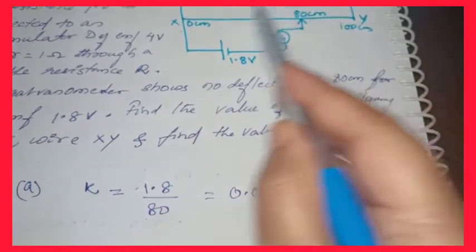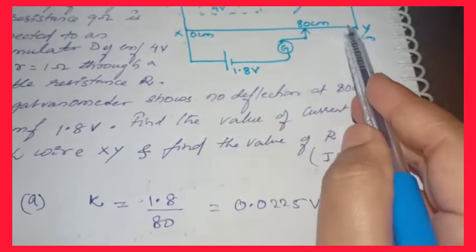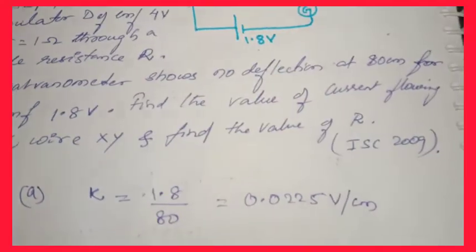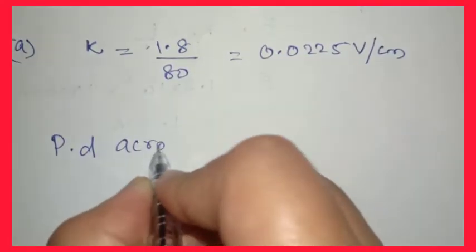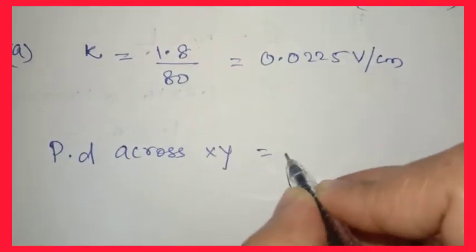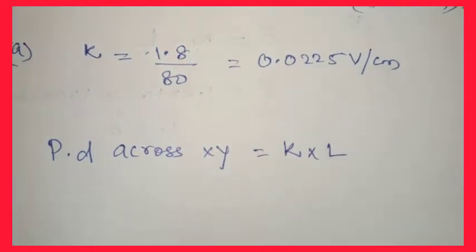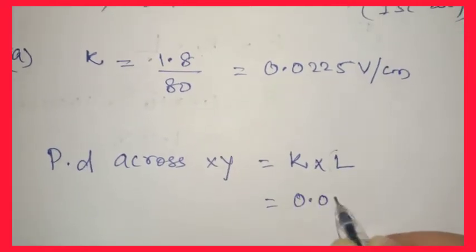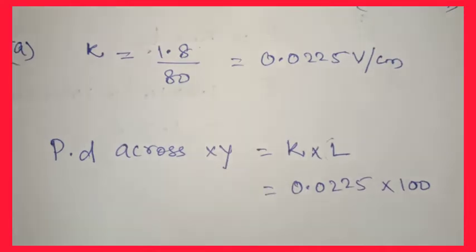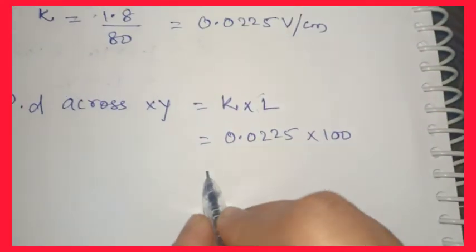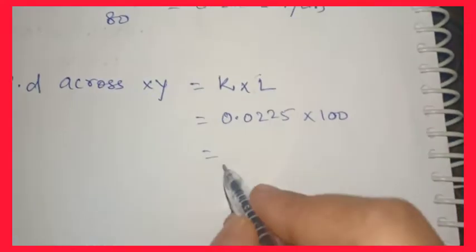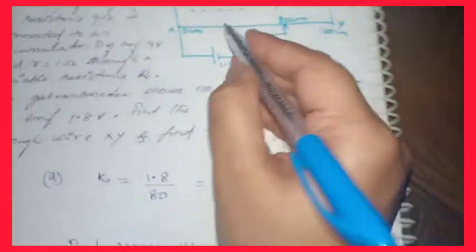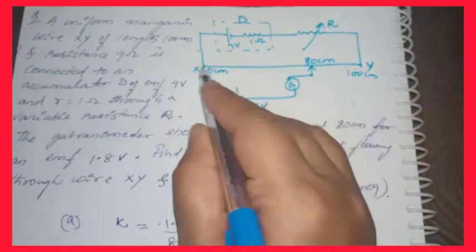Now once we know what is the potential gradient, we can easily find out what is the potential difference across XY. So the total length of XY is 100 cm. So the potential difference across XY will be equals to the potential gradient into total length of the wire. So the total length of the wire is 100 cm. So we can write down 0.0225 into 100 and the potential difference across the wire XY will be 2.25 volts.